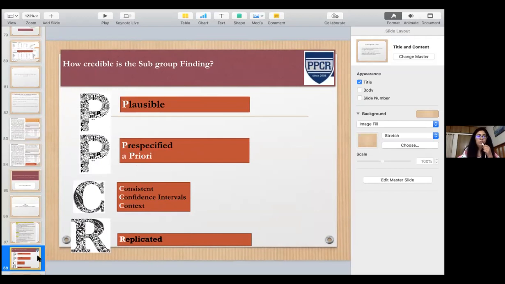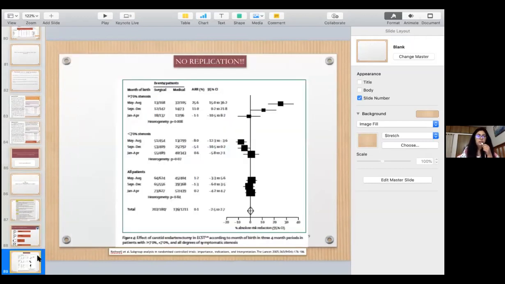Like we saw the one with the day of the month of birth, and then we made another subgroup with the day they presented to the hospital. You see how different the forest plots were. And this is another one, the same one where they had the month of birth, and they compared it across the two groups with more than 70% stenosis and less than 70% stenosis. You can see how variable the forest plots for each subgroup are. It is not replicable across more than 70% stenosis and less than 70% stenosis.